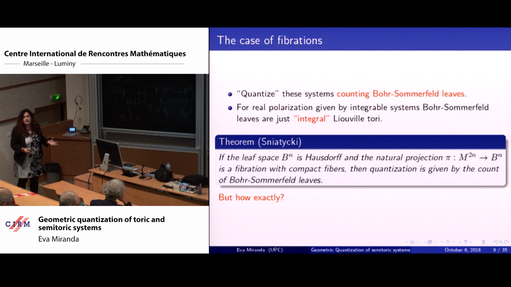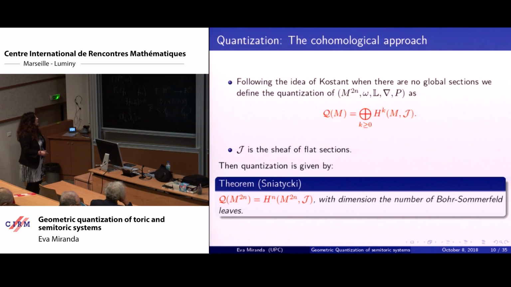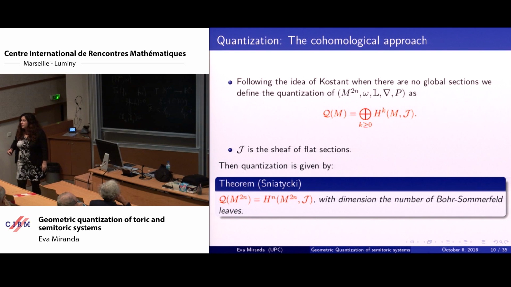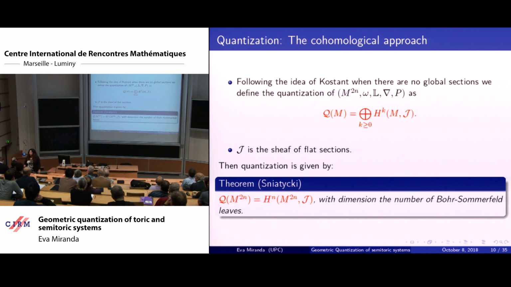But did he define the quantization as such, or did he compute it in some particular way? He took as a starting point an idea by Kostant, which is the following. In case there are no global sections, which we saw in the example, it's very hard to have global sections, then you define your quantization as the... I don't think he insisted on compact leaves. I think he had different cohomologies in different cases.